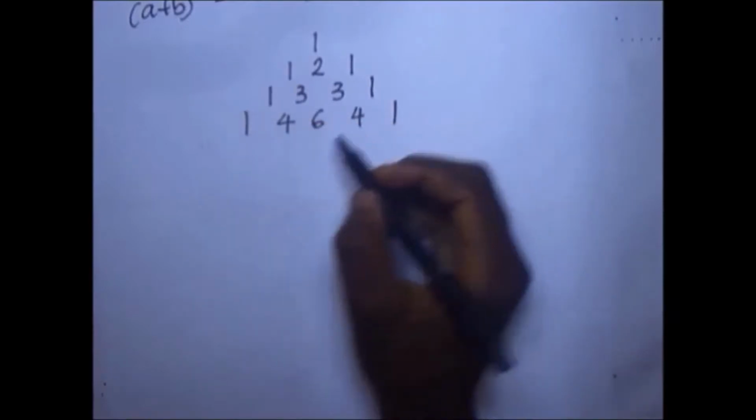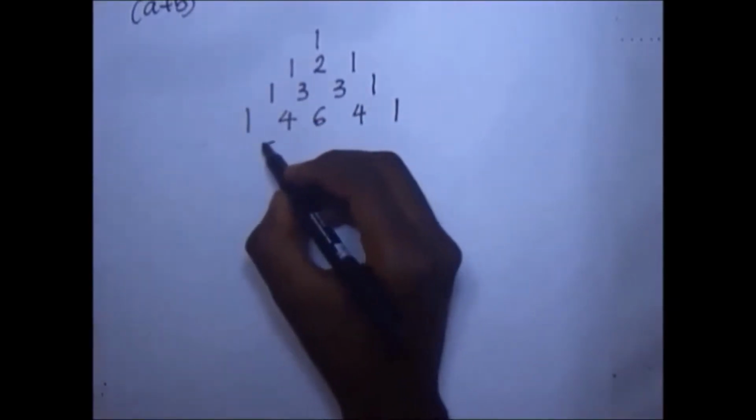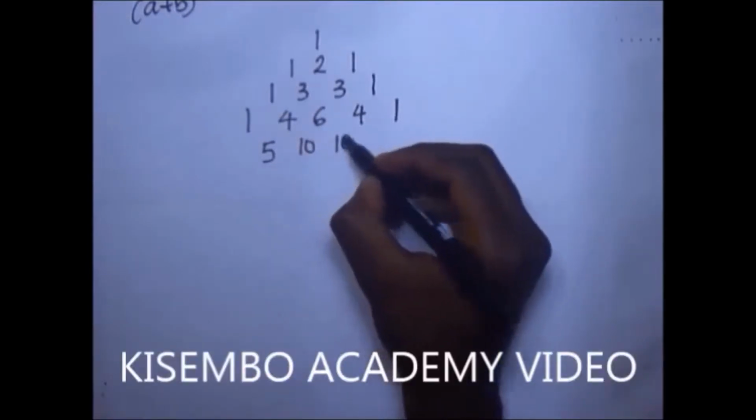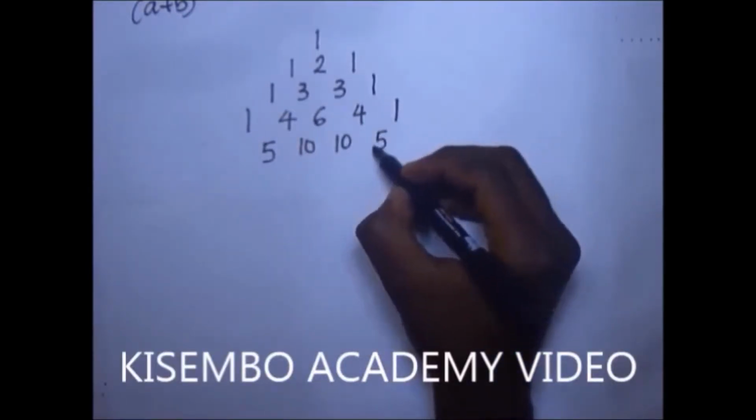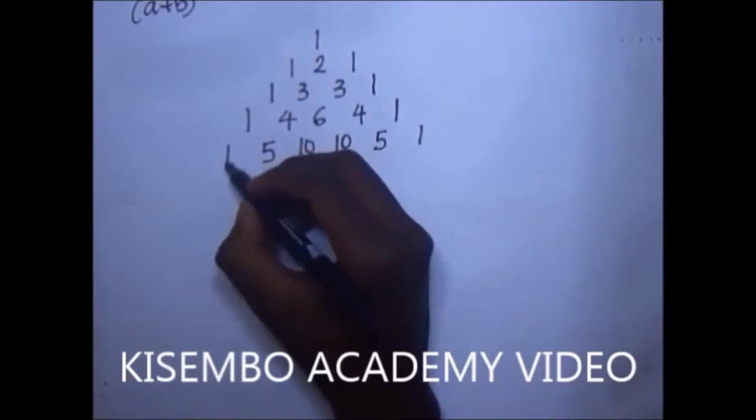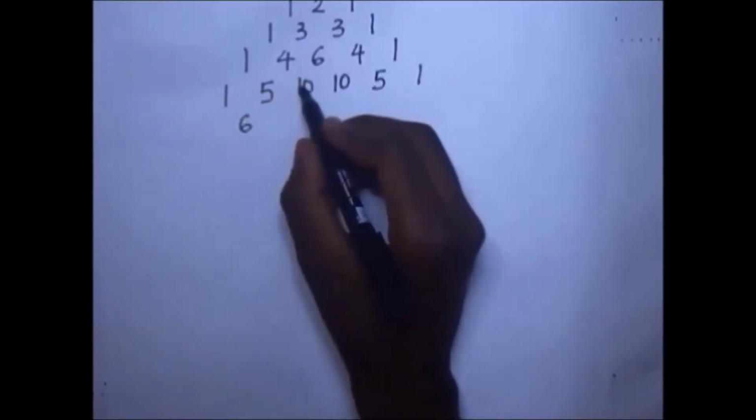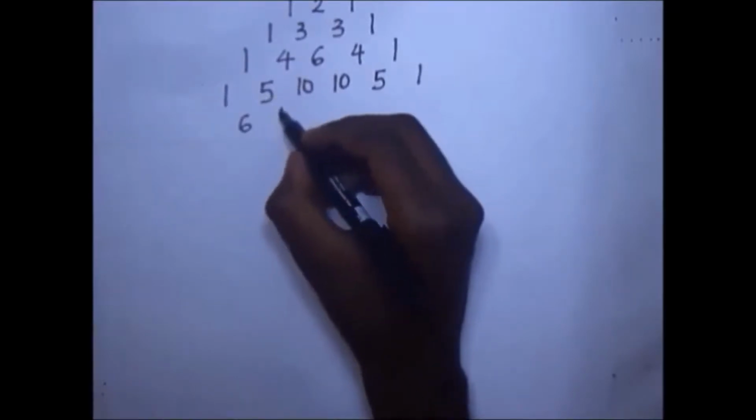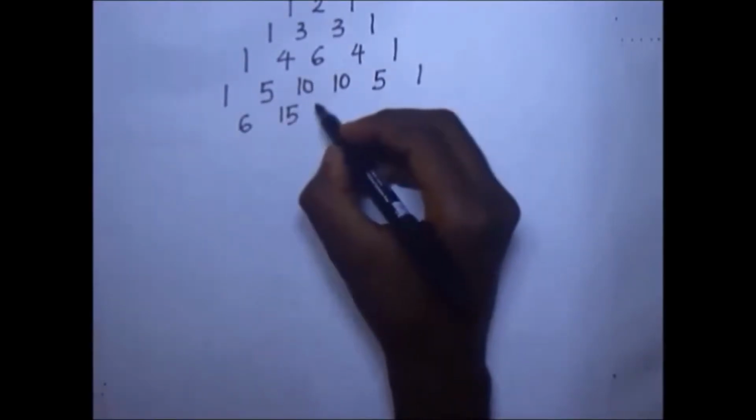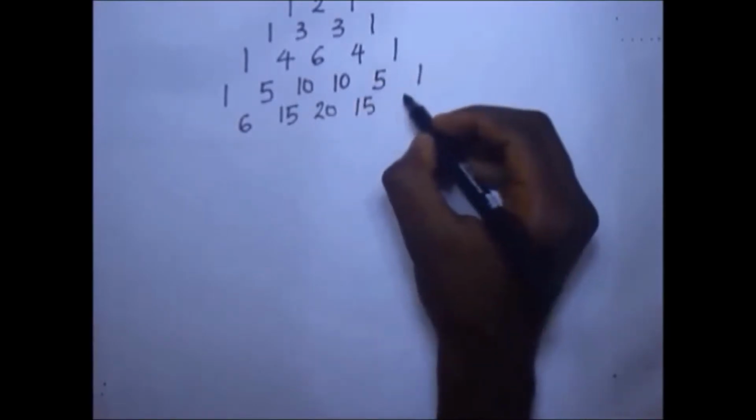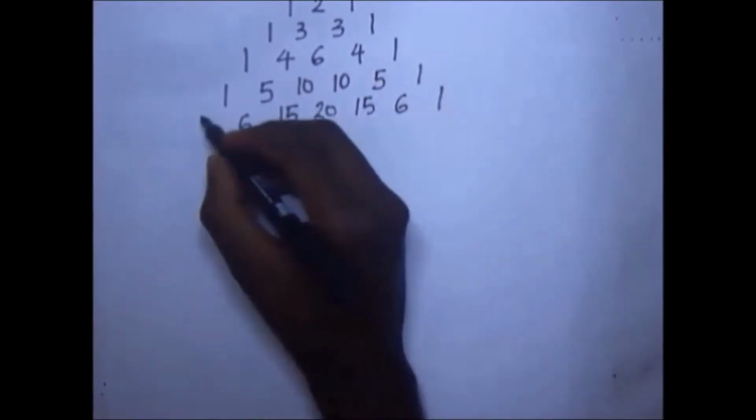We put 1. 4 plus 1 is 5. 6 plus 4 is 10. 4 plus 1 is 5. Put a 1 there. 5 plus 1 is 6. 10 plus 5 is 15. This is 20. 10 plus 5 is 15. 5 plus 1 is 6. Then we put a 1. 1.